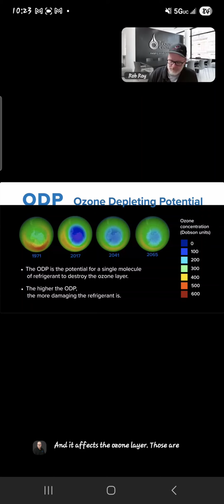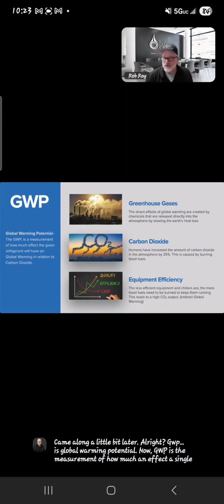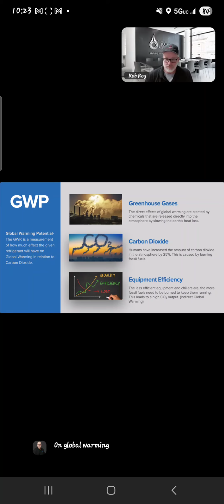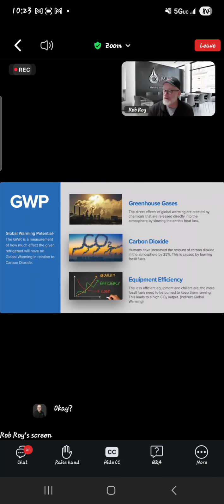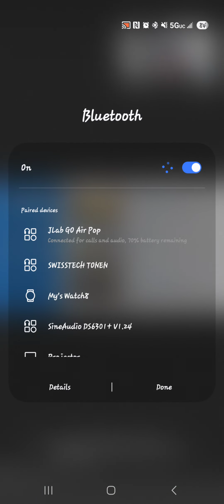Those are the takeaways. Now, GWP came along a little bit later. GWP is global warming potential. GWP is the measurement of how much of an effect a single molecule of refrigerant will have on global warming. They use carbon dioxide as a baseline measurement for that. So a single molecule of carbon dioxide would be a measurement of 1.